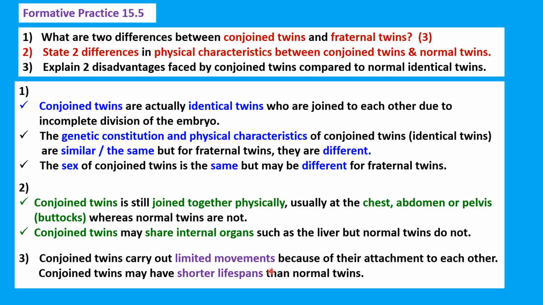Now, number three, explain two advantages faced by conjoined twins compared to normal identical twins. So conjoined twins have these advantages. They carry out limited movements because they are attached to each other. Okay, and then conjoined twins usually have shorter lifespans than normal twins.